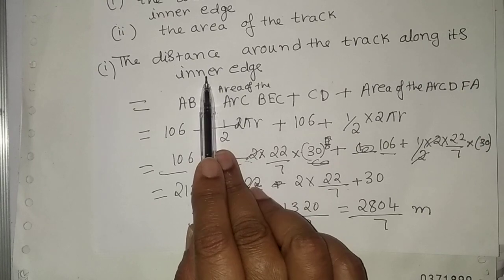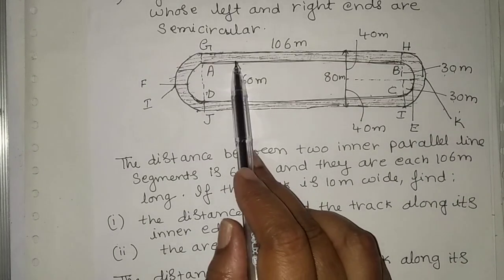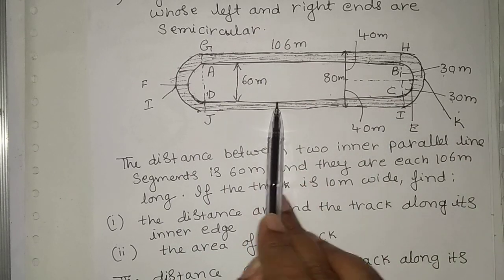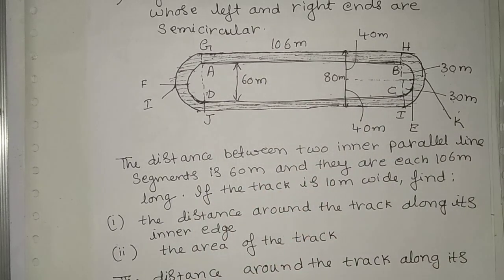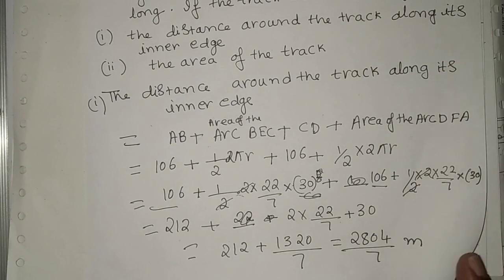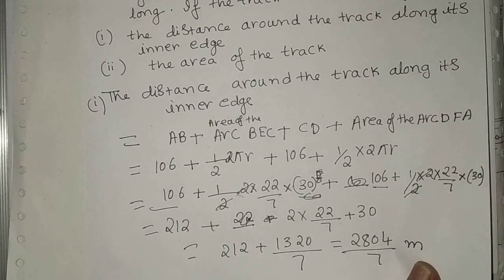So this is taking only the inner part. This is the two parallel lines, then the two arcs. So we got the answer as 2804 by 7 meters.